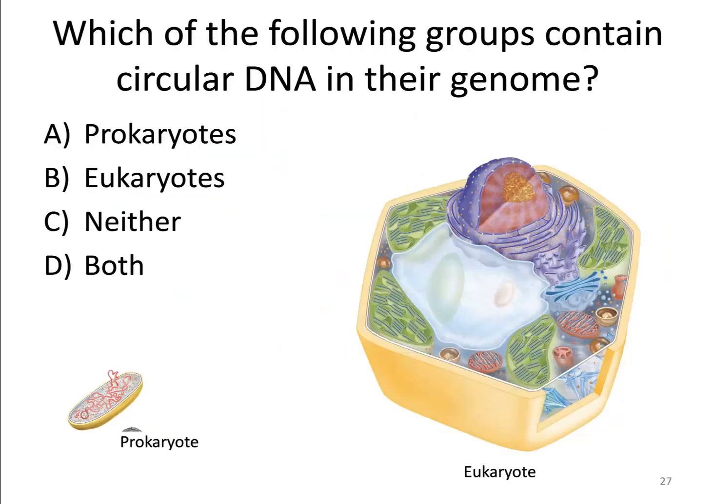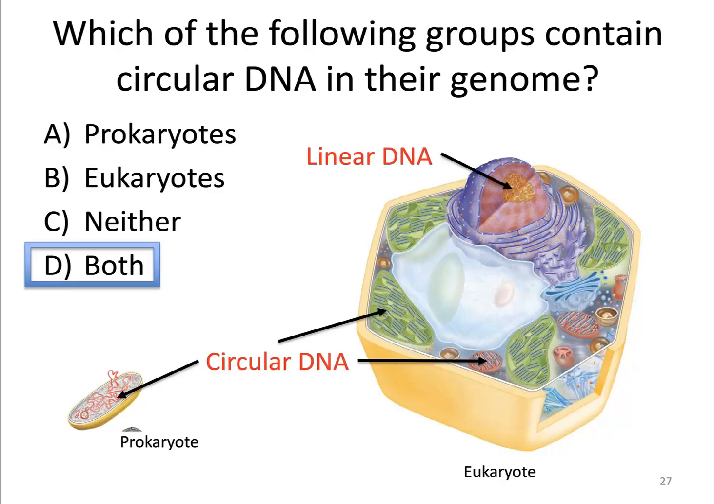So, last clicker question. Which of the following groups contain circular DNA in their genome? If you said both, you are correct. So remember, prokaryotes have circular DNA, but also remember that a eukaryotic cell has both linear DNA, which is the major nuclear DNA that makes up the majority of its genome. However, it also has circular DNA through chloroplasts and or mitochondria that it has in its cells. And these chloroplasts and mitochondria, remember, have their own independent genomes and replicate independently by binary fission.